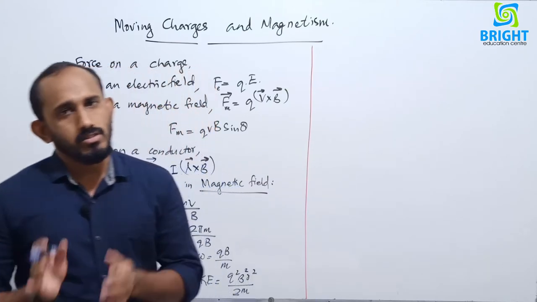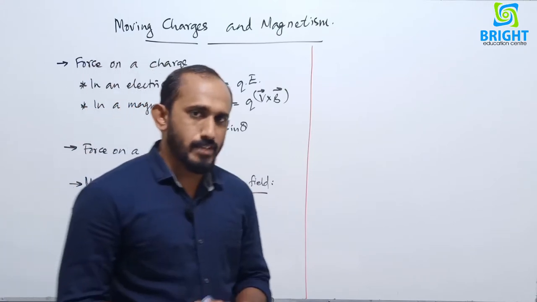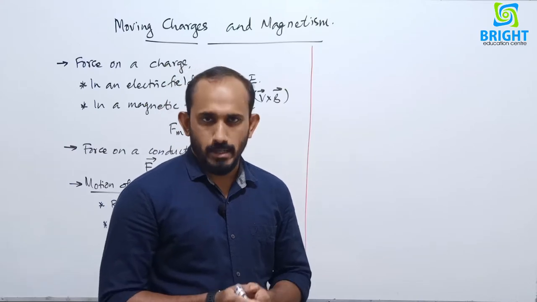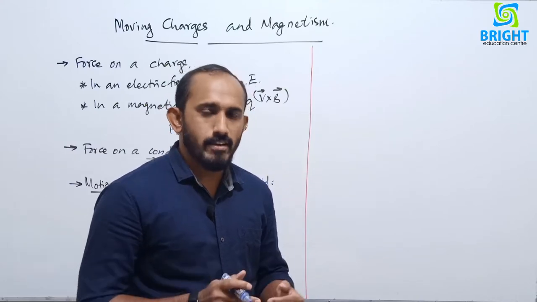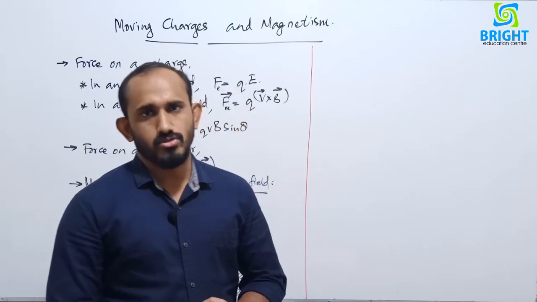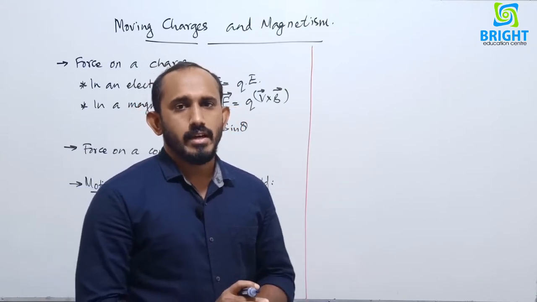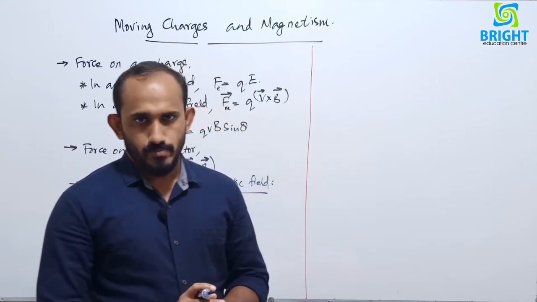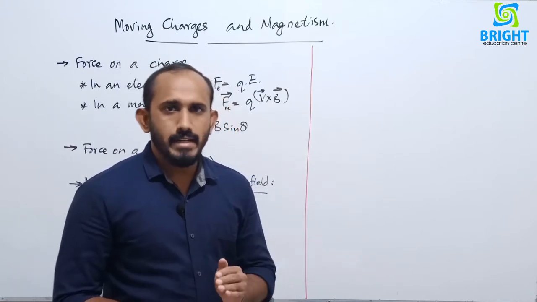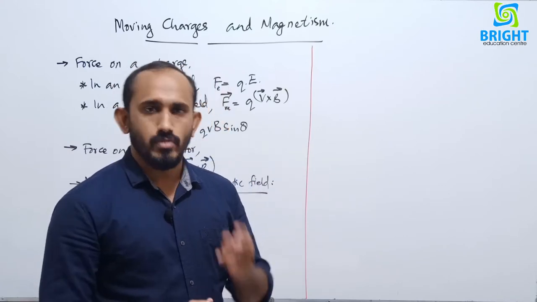Here, the main concepts are: if a charged particle is moving through a magnetic field or electric field, what will be the force experienced by it? Or does it have any positive application in daily life? These all come in the first part of the chapter. And then, what will be the magnetic field created by a moving charge? So two concepts are there: force experienced by a moving charge, and magnetic field produced by a current element or a moving charge. These two concepts we are going to discuss.